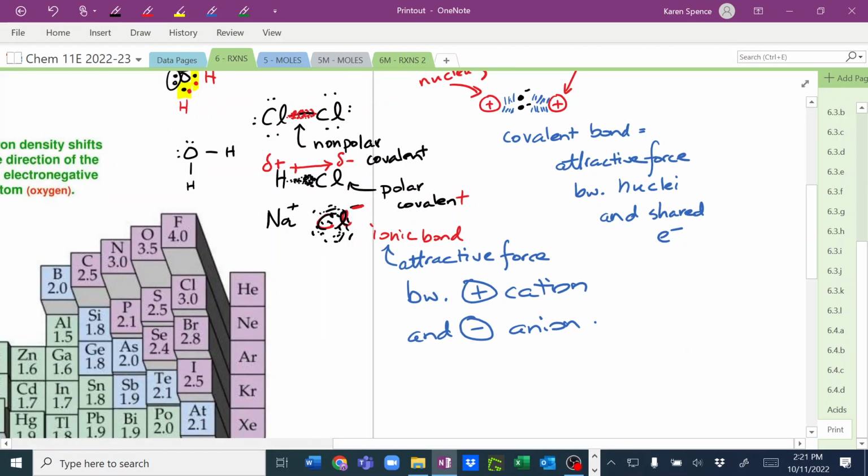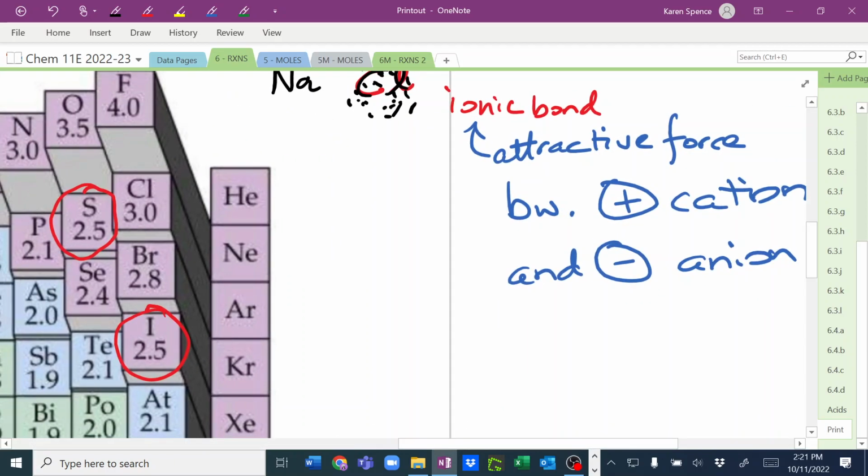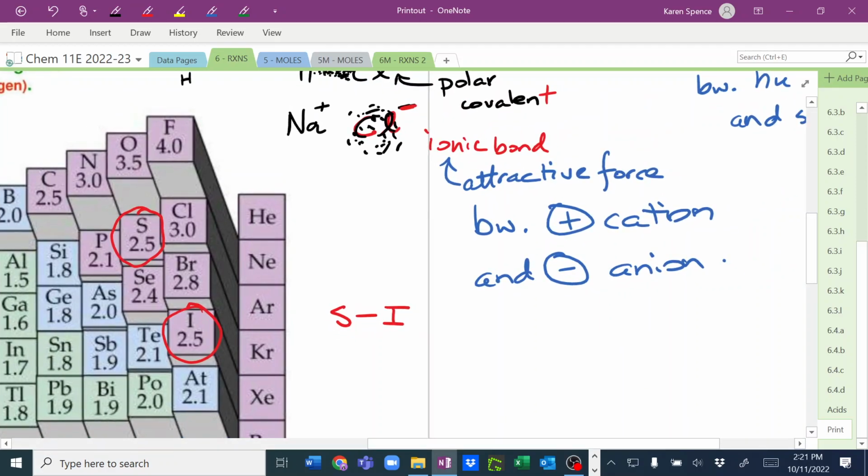So if we were to look at, say, let's say I bonded sulfur and iodine, what kind of a bond would they have? Sulfur and iodine. It's going to be covalent because they're both nonmetals. Is it going to be polar or is it going to be nonpolar? These values here, these numbers, are the electronegativities. That's going to be nonpolar because there is no difference. They both have the same electronegativity.